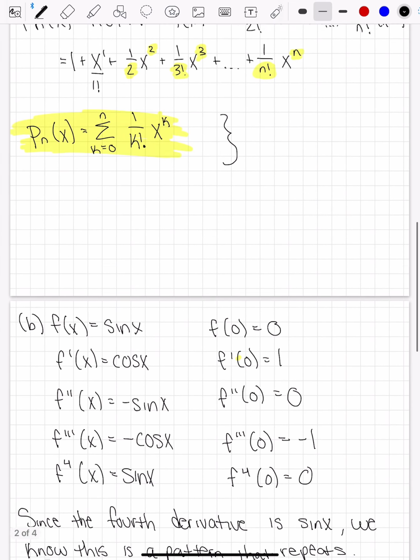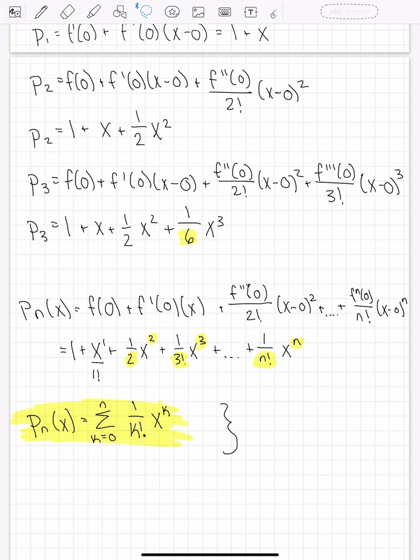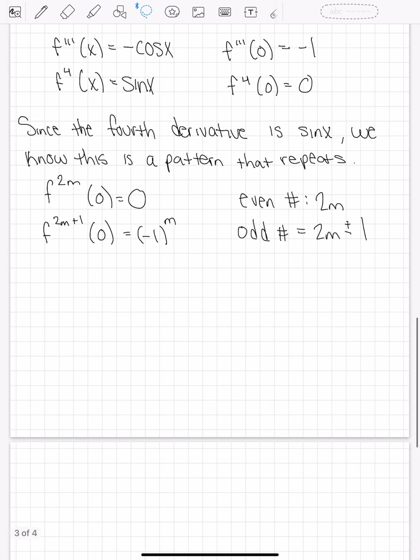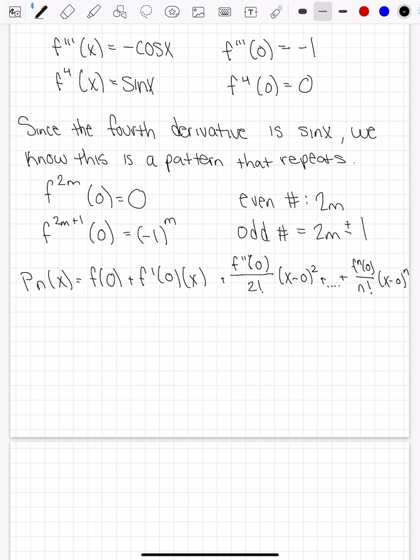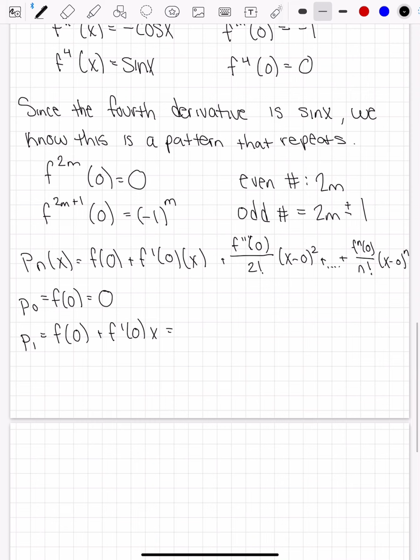So now that we have our derivatives, how about we start getting all the polynomials. Remember, this is our expansion for the nth polynomial. And we want to do the 0th, the first, second, and third polynomial. So for the 0th polynomial, we just get the very first term, f of 0, which is just 0. And then P1, we get the first 2 terms, so that's f of 0 plus f prime of 0 times x, which, remember, f prime of 0 is just 1, so this is going to be 0 plus 1 times x, so that's just x.